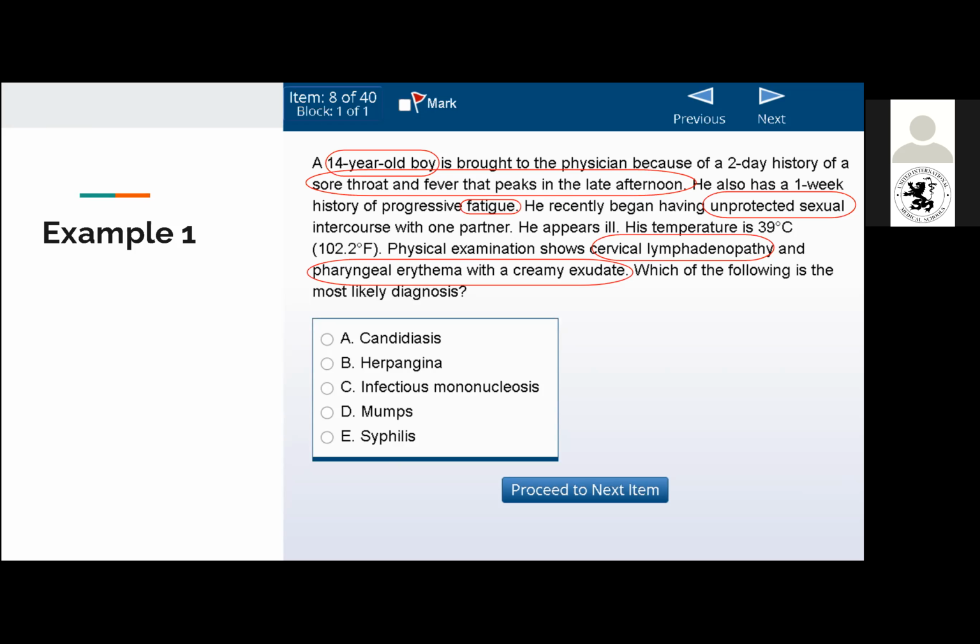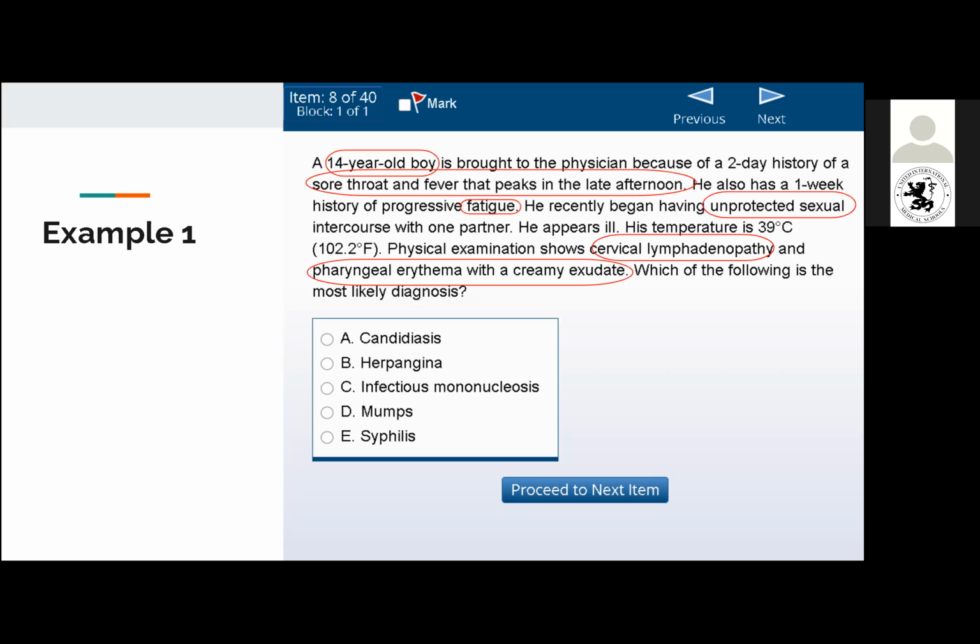He has a week of progressive fatigue. Again, this is very important because this disease specifically can present with only fatigue. It's one of the most important symptoms. And again, they're giving you something about the history of the patient. He's recently started having unprotected sexual intercourse, which means that they're probably trying to tell you that this disease is related to sexual intercourse. So it's a sexually transmitted disease. He has fever and he has cervical lymphadenopathy.